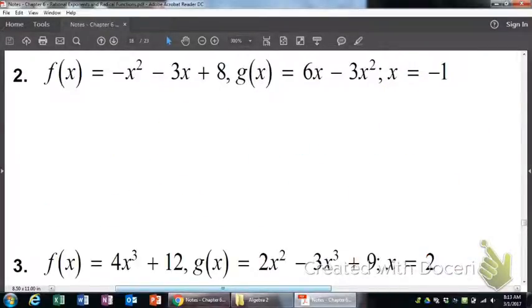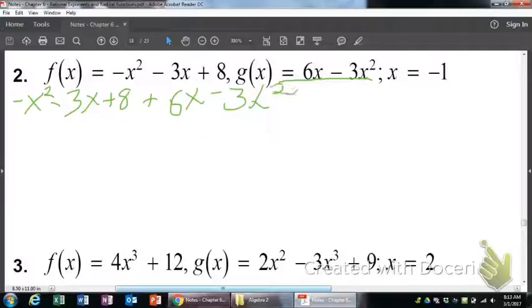For number 2, once again, I'm going to start off by doing f of x plus g of x. So that means I have negative x squared minus 3x plus 8 plus this g of x right here, which is 6x minus 3x squared. So that's f of x plus g of x.